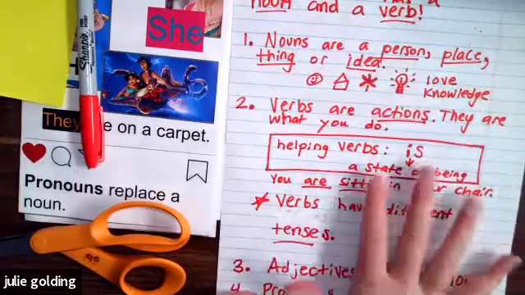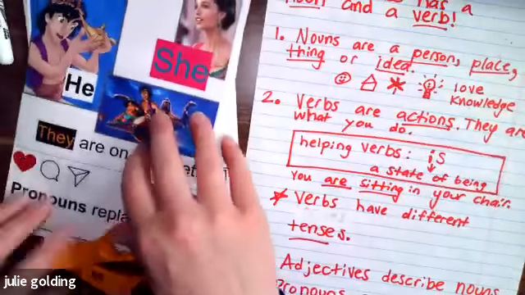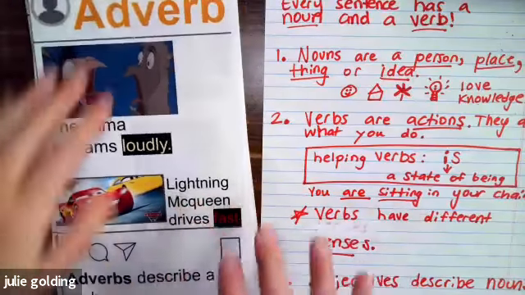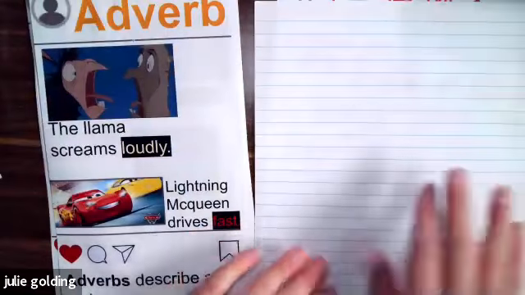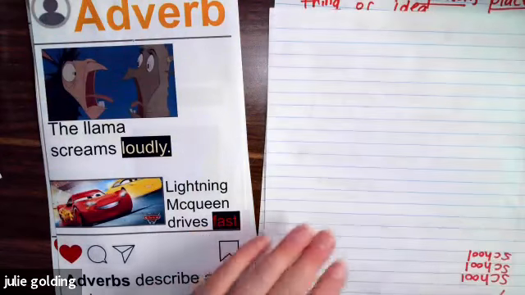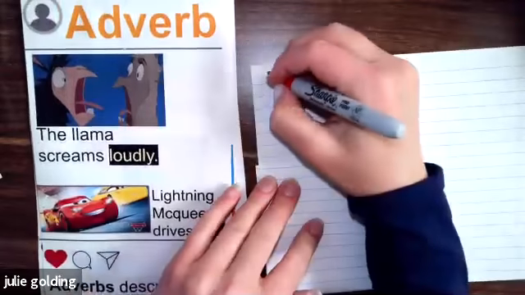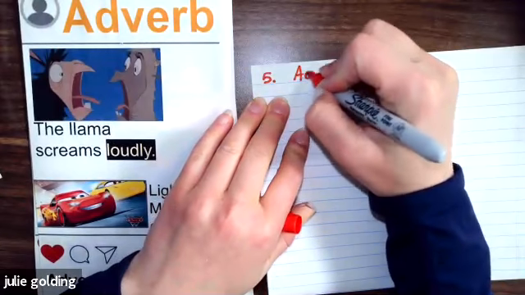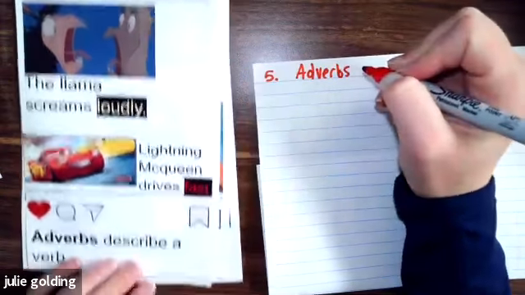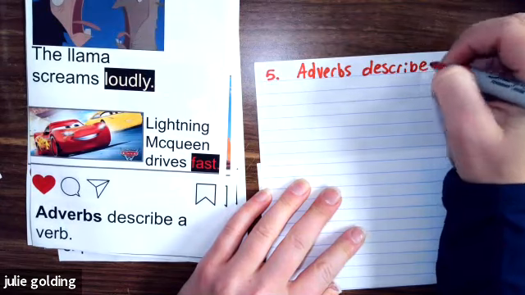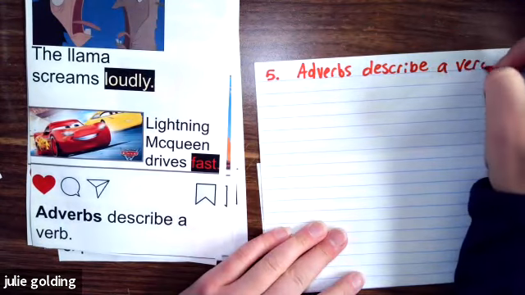Okay, let's go on to the next part of speech, which is adverb. So write number 5 on your paper. We're going on to our next one. I have another piece of paper from something else. All right. Number 5. Adverbs describe a verb.